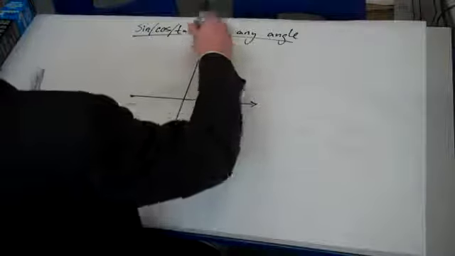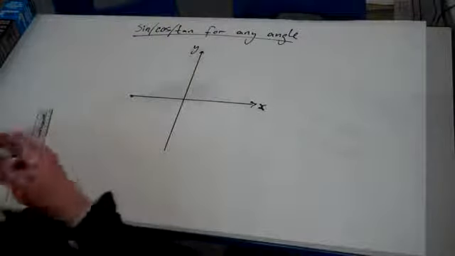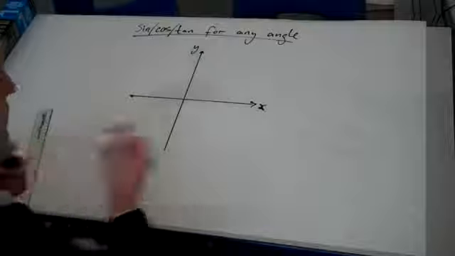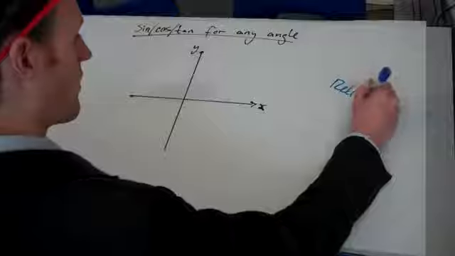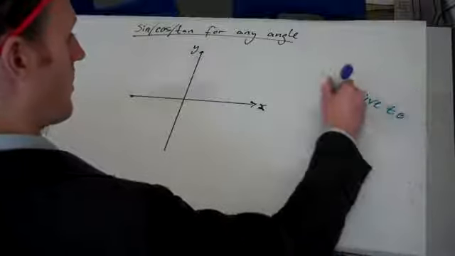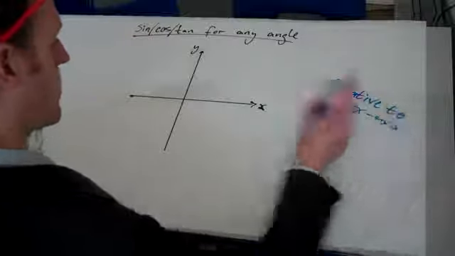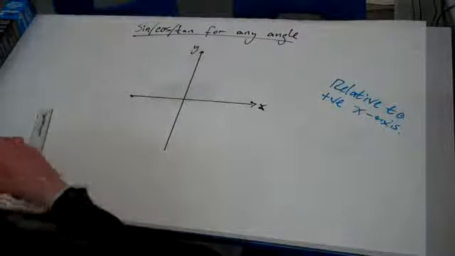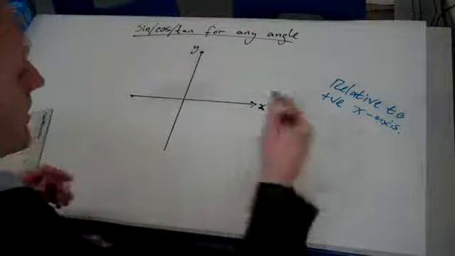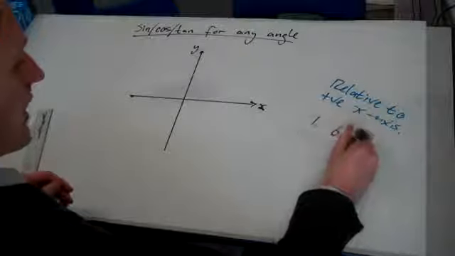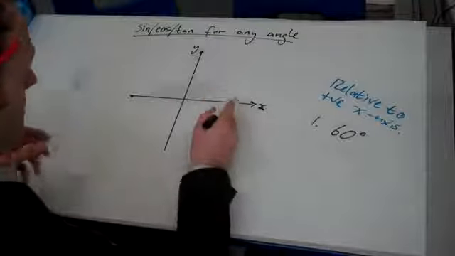Okay, so there's y and there's x, and we are going to think about angles on this coordinate axis, and we're going to think about everything relative to the positive x-axis. Okay, so we're going to start nice and easy, and we're going to think about how we could represent certain angles on this system. So, first of all, how we'd represent an angle of 60 degrees relative to this positive x-axis.